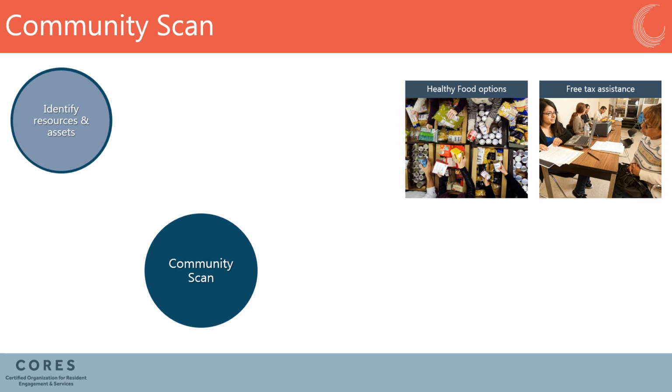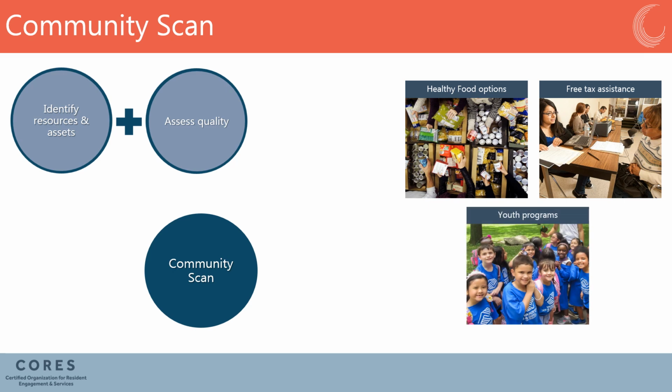Another element of the community scan is analyzing the quality of these institutions and partners. For example, communities often have multiple youth programs. But maybe during your analysis of vetting for quality, you discover that the Boys and Girls Club puts on a summer camp program, and that it also provides free transportation and shares some of your organizational values. From your analysis, you know that this youth program is likely a great option for your residents.